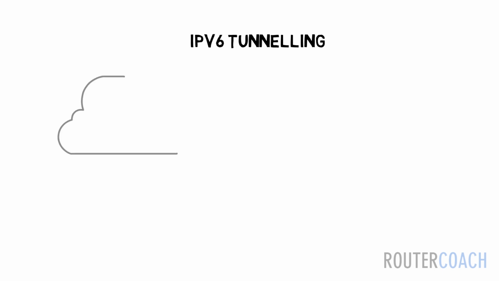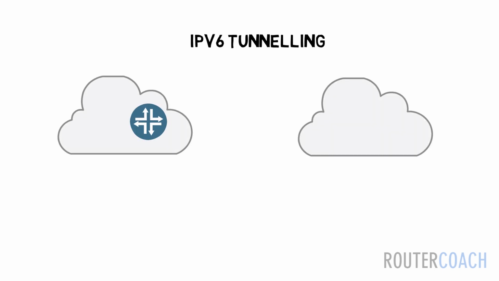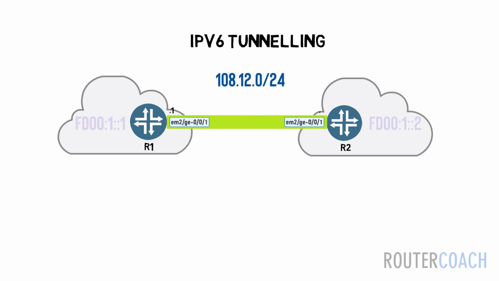Finally, we come on to tunneling IP version 6 traffic. IP version 6 tunnels are used across IP version 4 networks until all the routers in the path are upgraded to be able to use IP version 6. The IP version 6 packet is encapsulated within IP version 4, which is then forwarded across the IP version 4 network to the other side, where the IP version 4 header is removed and the IP version 6 packet is processed.